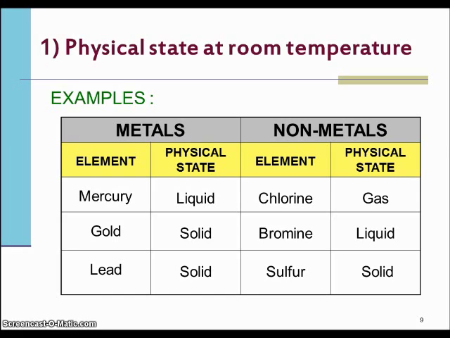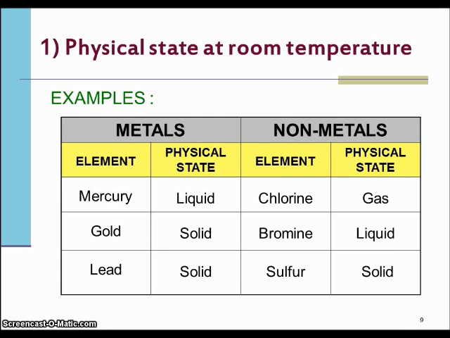On the slide itself, you see some examples of metals as well as non-metals. Let us look at the metals first. Now we have the element mercury, which is a liquid at room temperature. When talking about room temperature, we are talking about 25 degrees Celsius. At 25 degrees Celsius, mercury will exist in the liquid state. Gold will exist in the solid state, and lead will exist in the solid state as well.